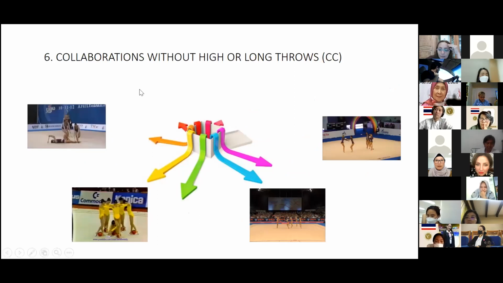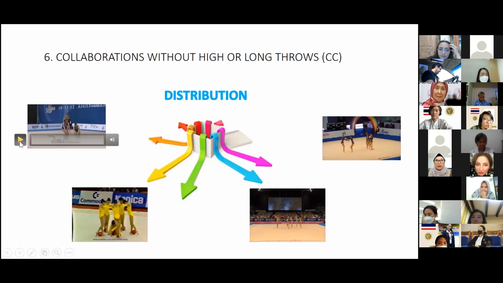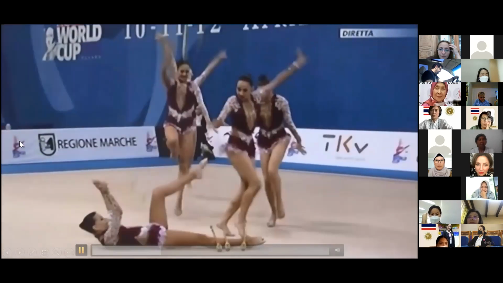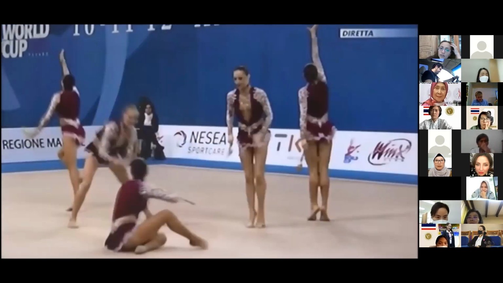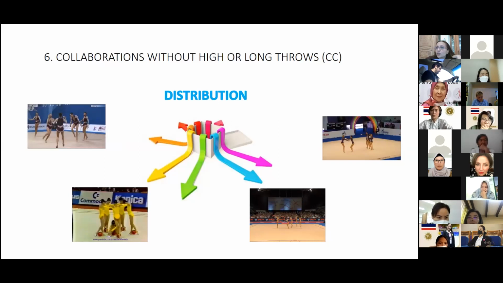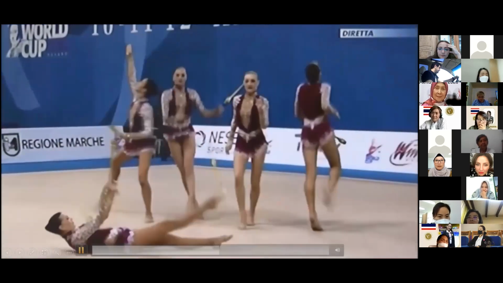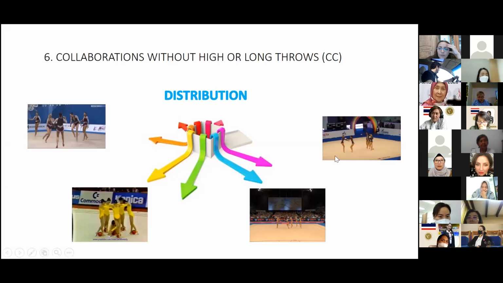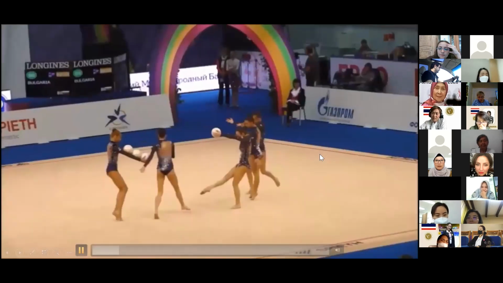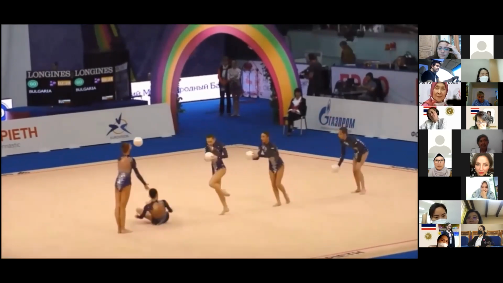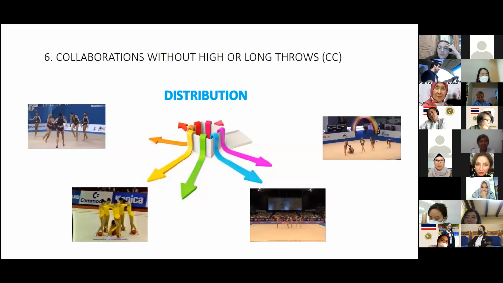Let's see example of distribution. How to distribute the apparatus. It's one gymnast distributing the apparatus to her partners, minimum 3 times. Distribution, minimum 3 times of the balls by one gymnast.